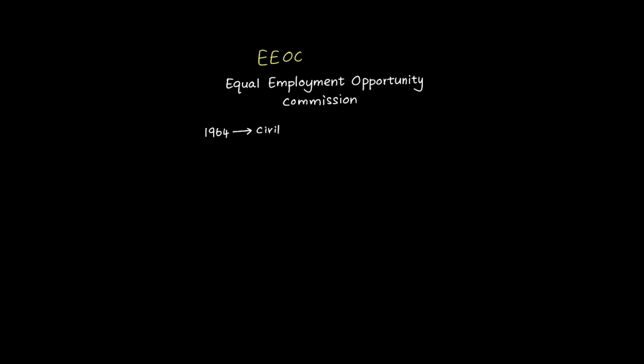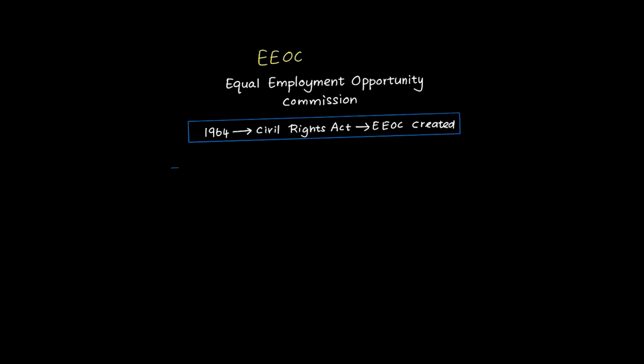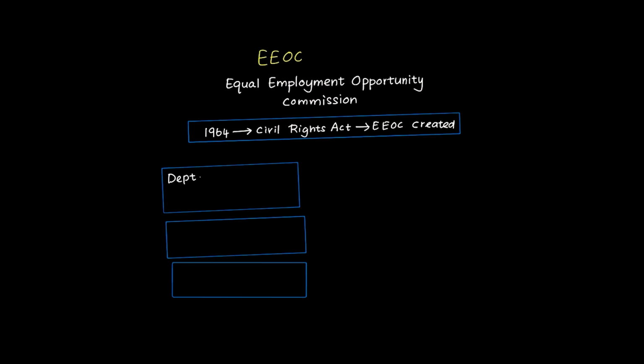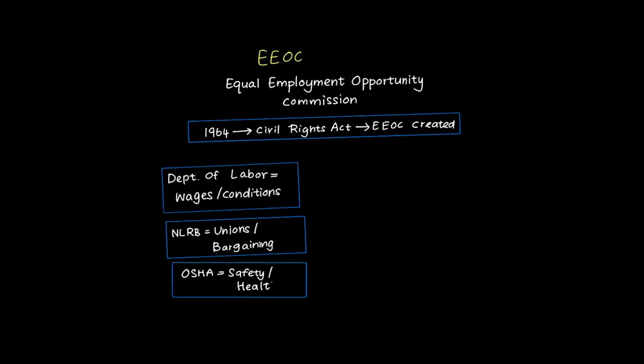This question asks which agency enforces federal equal opportunity employment regulations. The answer is the Equal Employment Opportunity Commission, or EEOC. The Civil Rights Act of 1964 created the EEOC specifically to oversee and enforce anti-discrimination laws in employment. The Department of Labor handles wages, workplace conditions, and labour standards, not discrimination cases. The National Labour Relations Board deals with unions and collective bargaining. OSHA focuses on workplace safety and health.